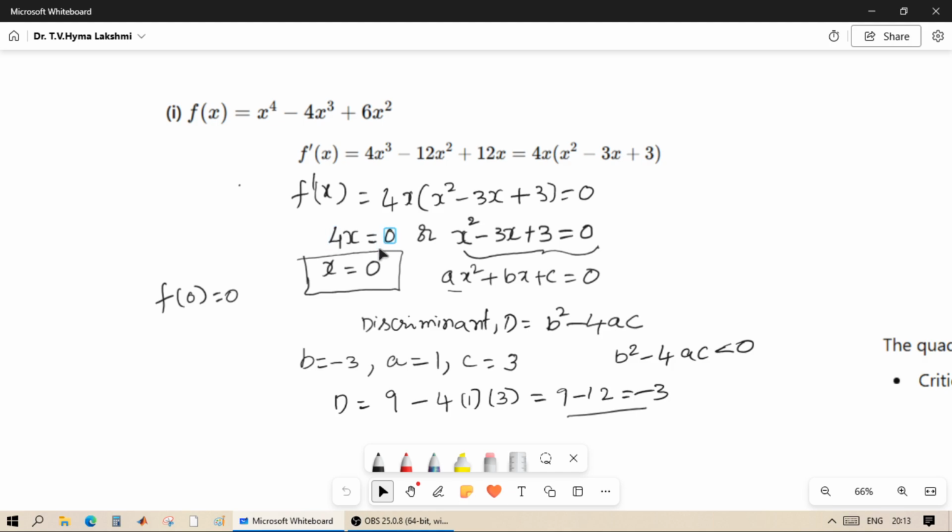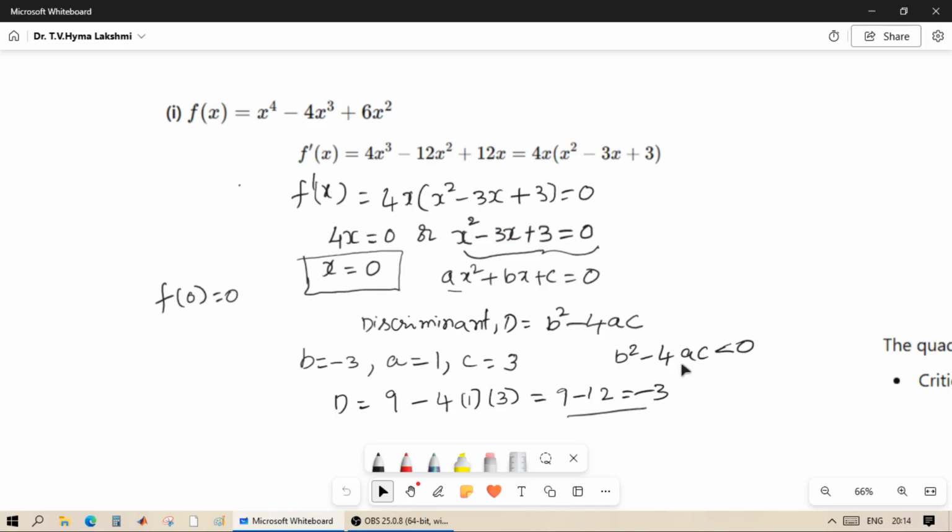From 4x equals 0, we get x equals 0. That is one critical point, and you have to find all the critical points. So we take the next term, x square minus 3x plus 3 equals 0. This is a quadratic equation, so the discriminant D equals b square minus 4ac. Before finding the roots, we can check the nature of the roots by writing the discriminant, b square minus 4ac, where a equals 1, b equals minus 3 and c equals 3.